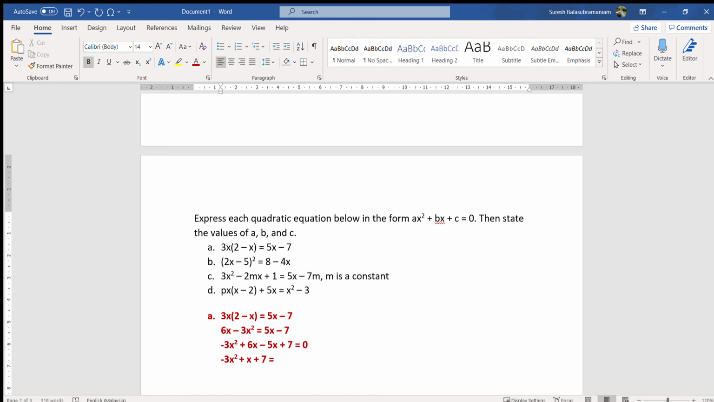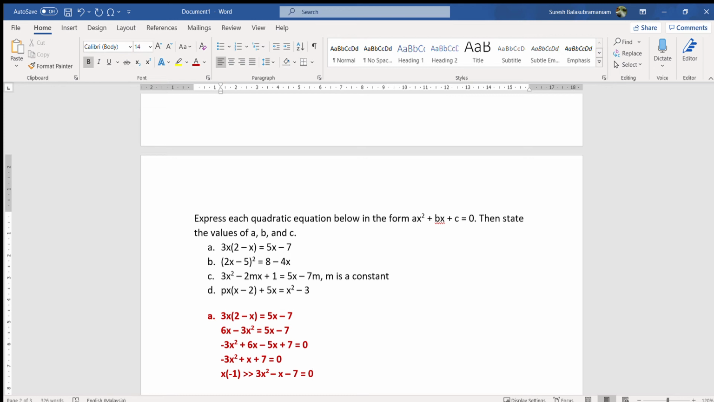equals to 0. Okay, I want to eliminate the negative sign in front of 3x squared, so I'll multiply with -1. So I'll get 3x squared minus x minus 7 equals to 0.